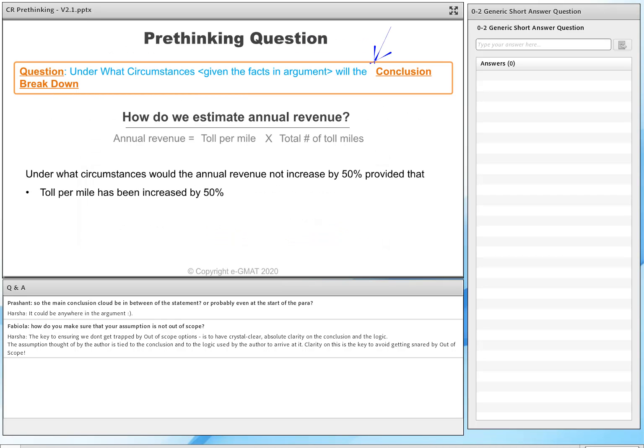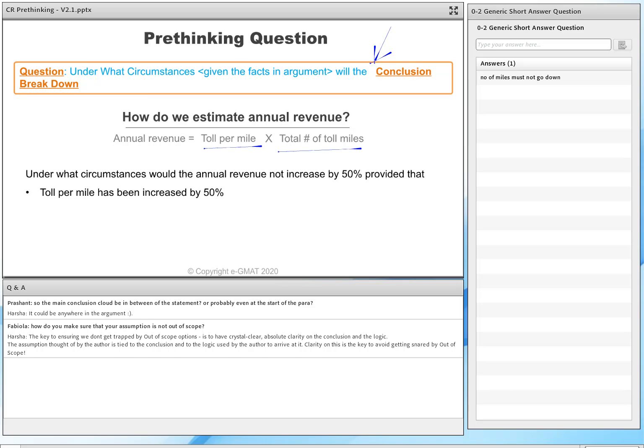So, your pre-thinking question: under what circumstances, given the facts in the argument, will the conclusion break down? And again, what's my annual revenue? Toll per mile multiplied by total number of toll miles. So what's my conclusion breakdown criteria? Under what circumstances will my annual revenue not go up by 50%, given that I know this entity will go up by 50%? So what's the only criteria in which this will not go up by 50%?